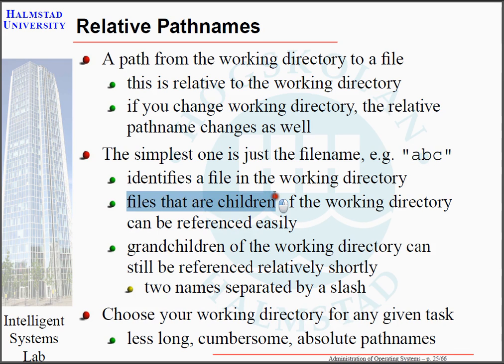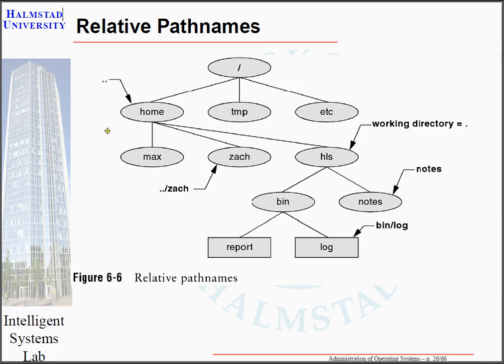Similarly, files that are children of the working directory can be referenced easily. Grandchildren can be referenced relatively easily. It's basically just two names: whatever the subdirectory is, and then the file name. It's important that you choose your working directory properly for a given task, because then the path names that you have to write will be significantly shorter. Here is the same example as before, but now all those path names are relative to this working directory. And again, you can think about how those things would change if you moved to a different directory.